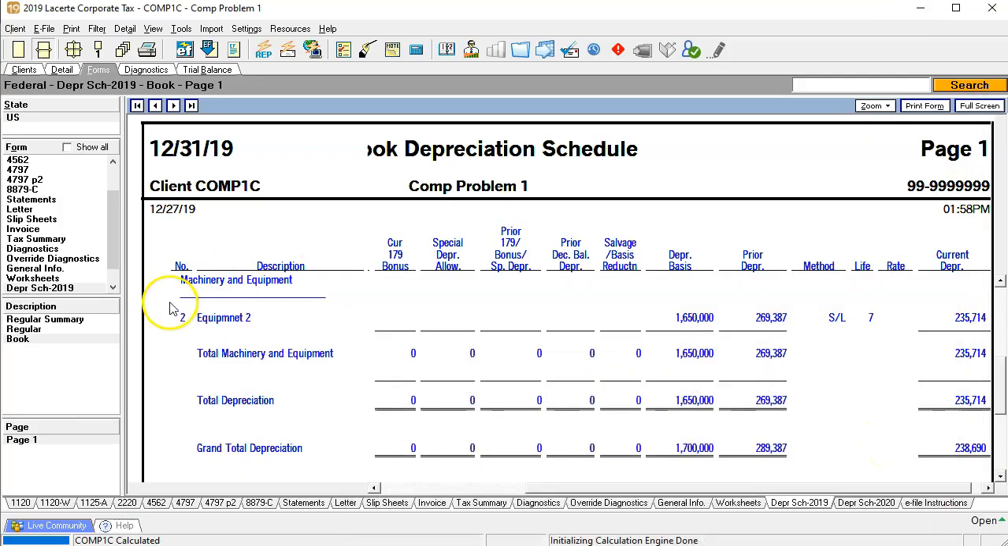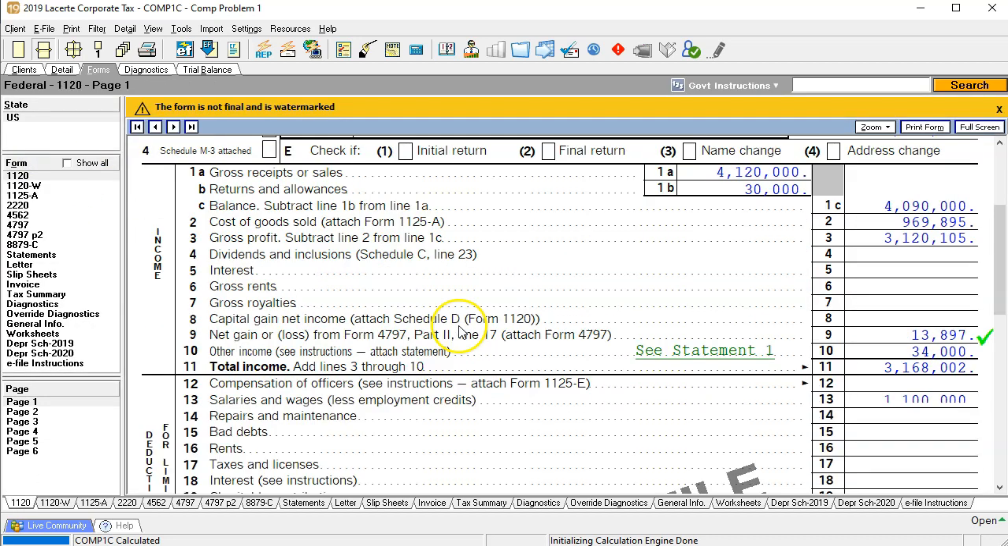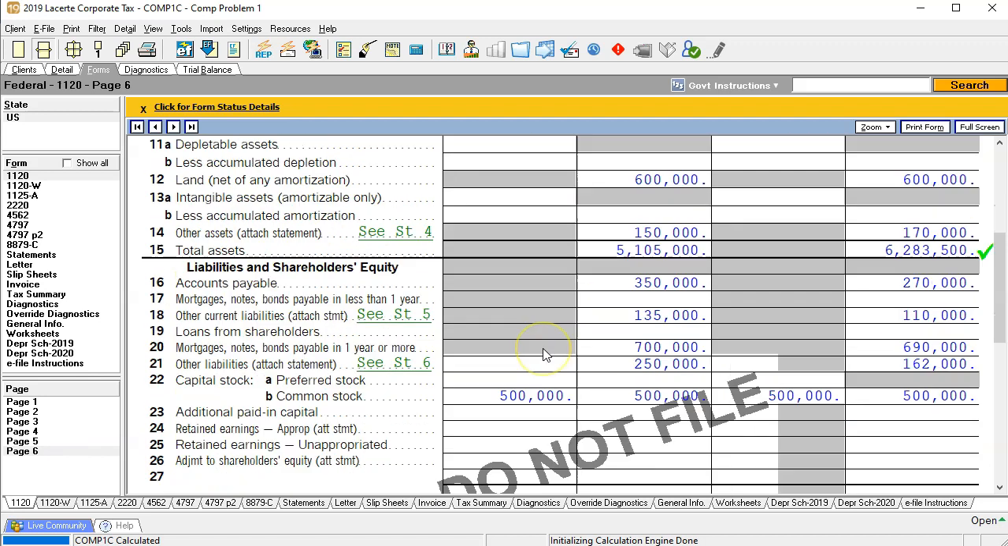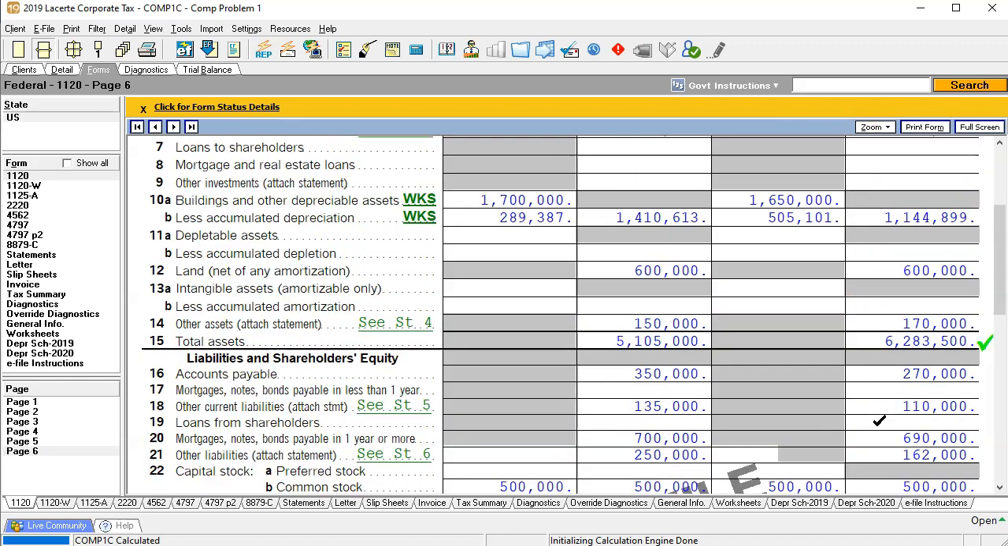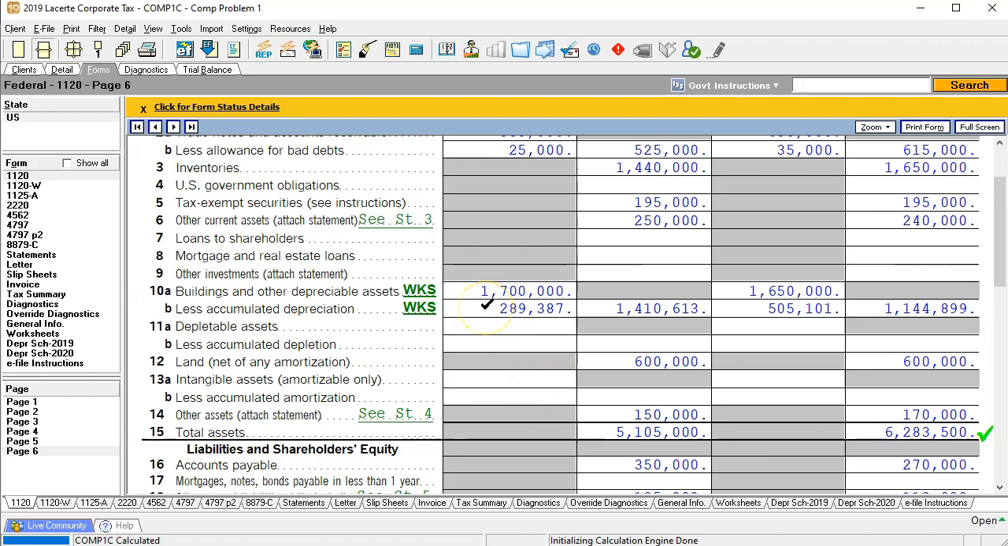Okay, so does that throw us off in any of our information on the 1120? We're going to say page 6. Does it throw anything off here? No, it doesn't. Why? Because again, this beginning number was hard-coded. So that beginning number was right. The ending number has been adjusted by the tax return, so it is being calculated by the depreciation schedules. But you've got to get that base number right within Lacerte to make sure that it ties out to the schedules, so that the totals then would tie out.